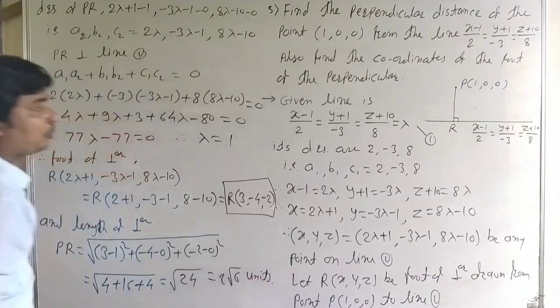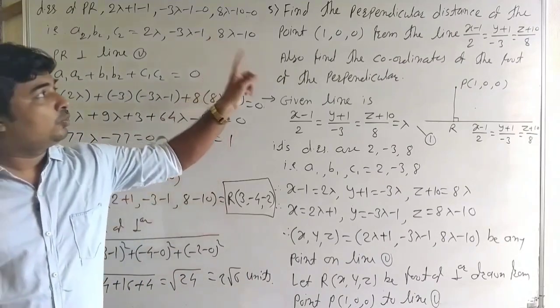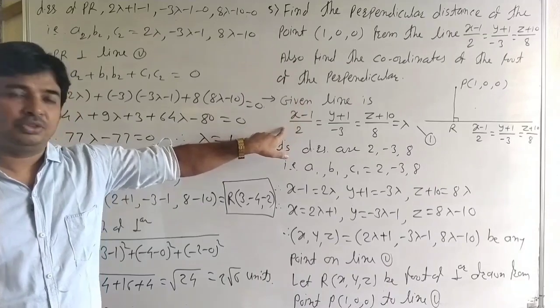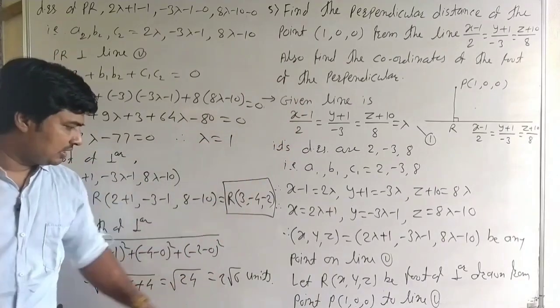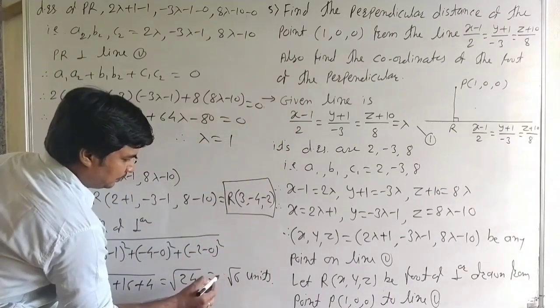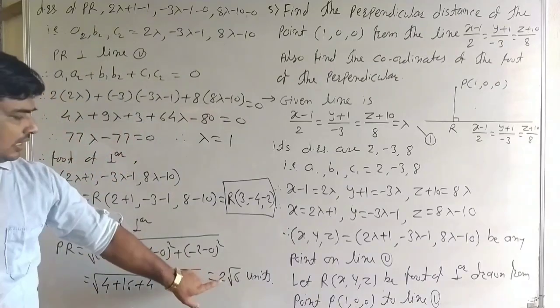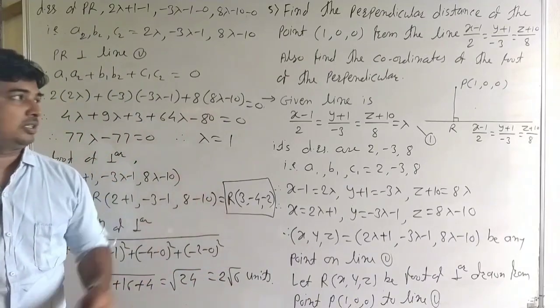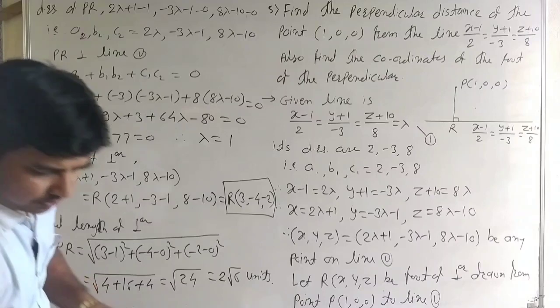It is the length of the perpendicular from point 1, 0, 0 to this line. The foot of perpendicular is found, and the length of perpendicular is 2 under root 6. Now we see the next example.